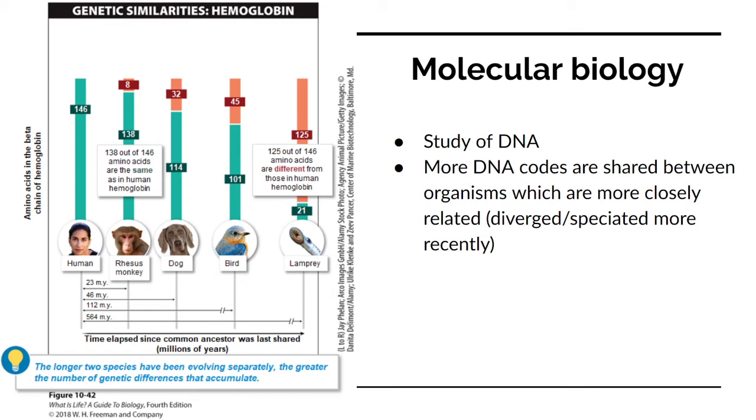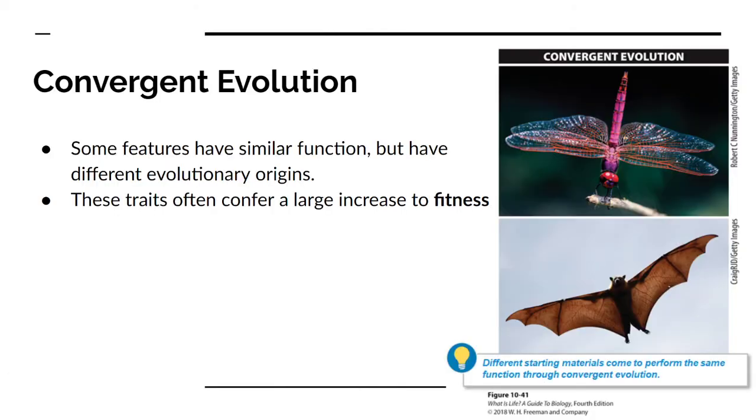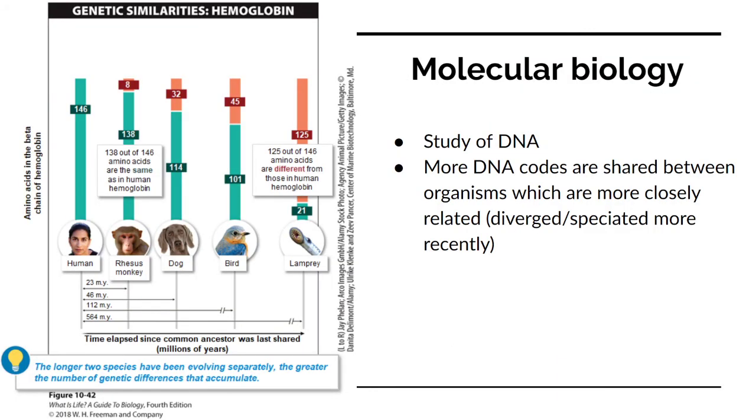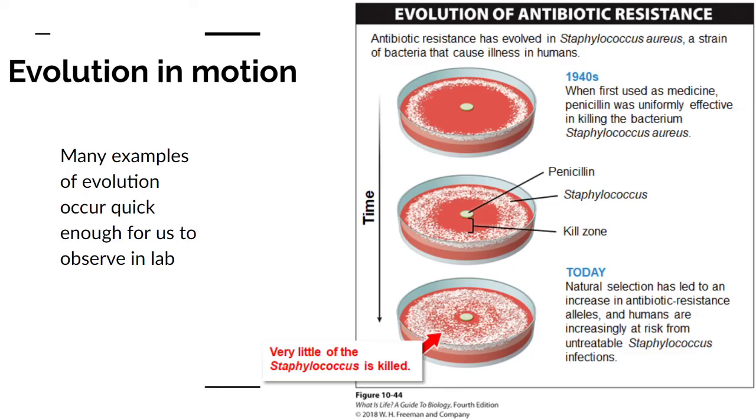We can even get examples of convergent evolution happening at the molecular level when we're looking at proteins. Sometimes proteins with similar functions have completely different origins as well. Sometimes they can just stray so far apart from each other that they're virtually unrecognizable from one another.